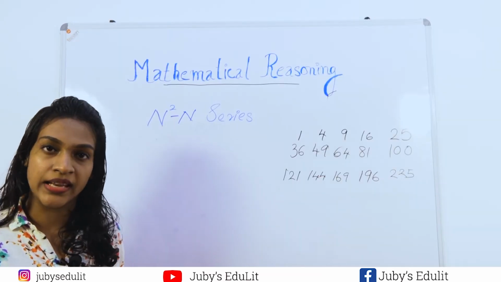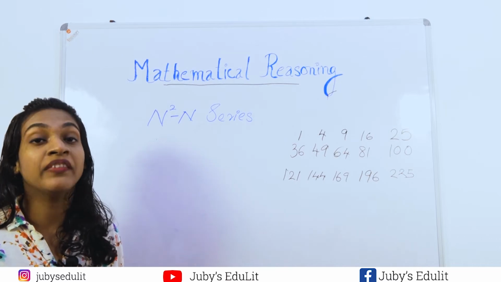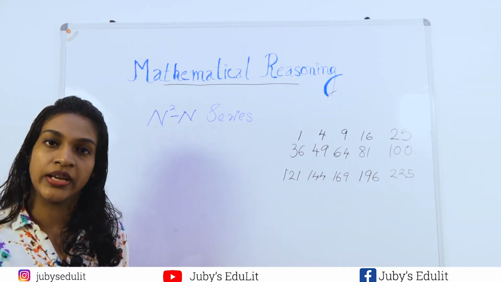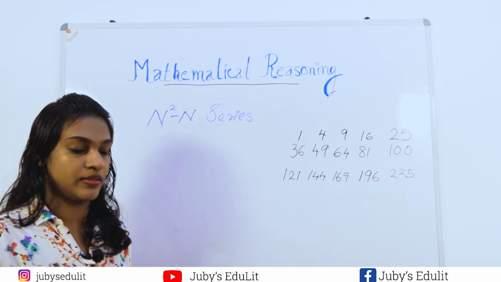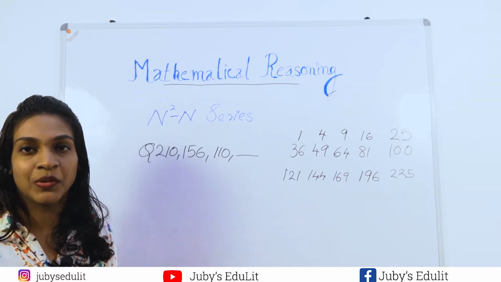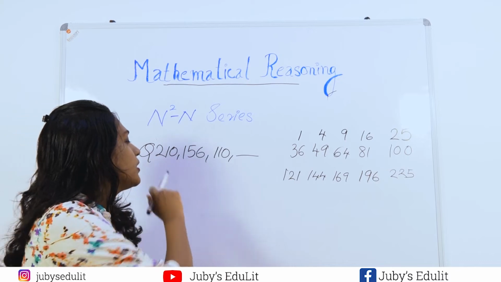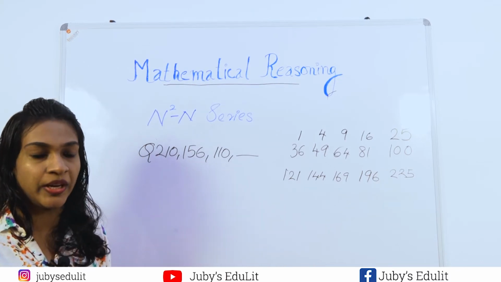N square plus n series. Similarly, you have n square minus n series. Let's look at an example for this kind of series. So this is a question for n square minus n series. So here the first number given is 210.